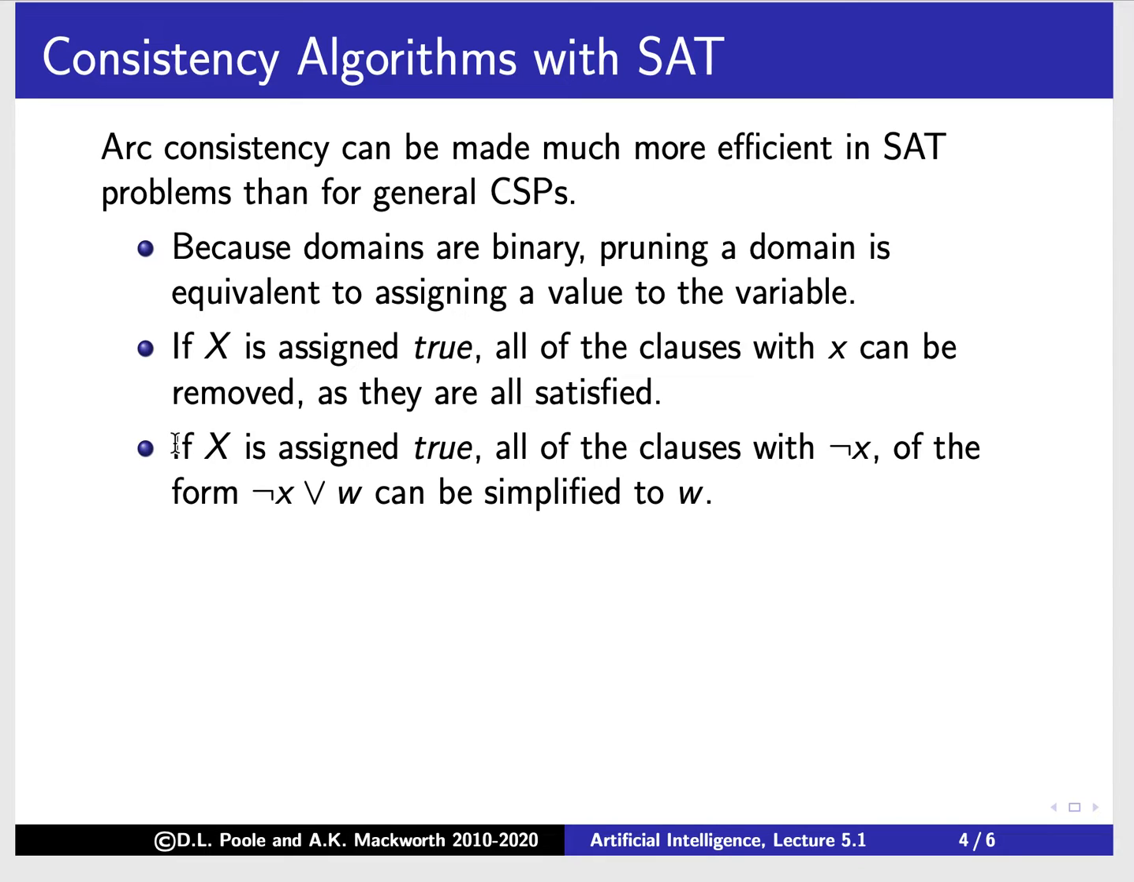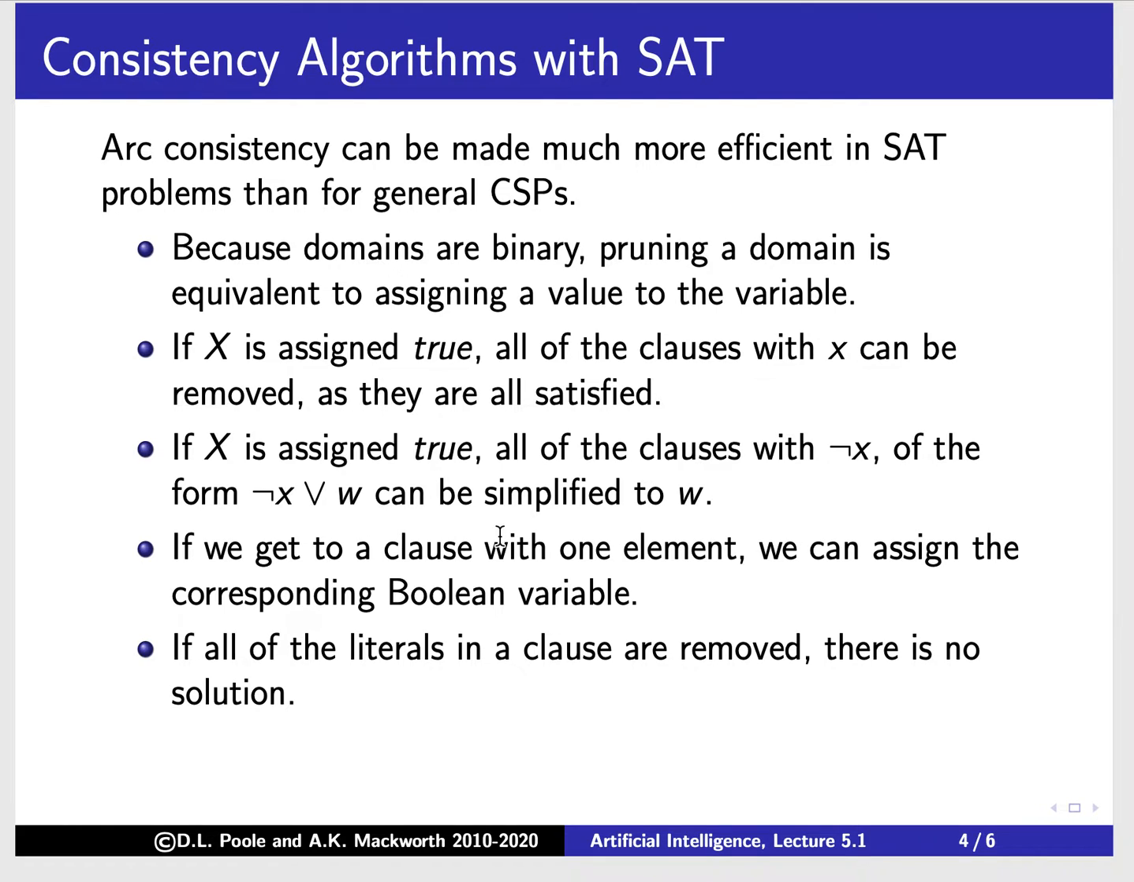If x is assigned to be true, all the clauses with not x, all the forms of this, where w is the rest of them, we can simplify it to w. We know that x is true, so this is false, so w has to be true. So we're going to keep simplifying the clauses. We're either going to remove them or simplify them as we actually start assigning values in here.